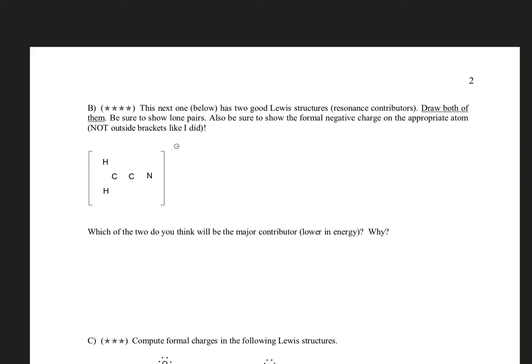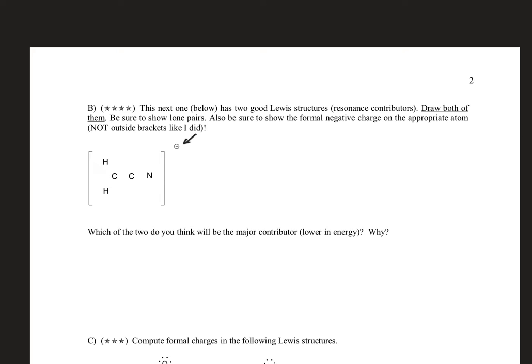Also be sure to show the formal negative charge on the appropriate atom, not outside the brackets like I did. Now, in this case, the negative charge outside the brackets indicates that this chemical is charged, and it has a negative charge in total. There could be a positive charge on an atom, but as long as the charges of all the atoms add up to -1, then it will be correct.